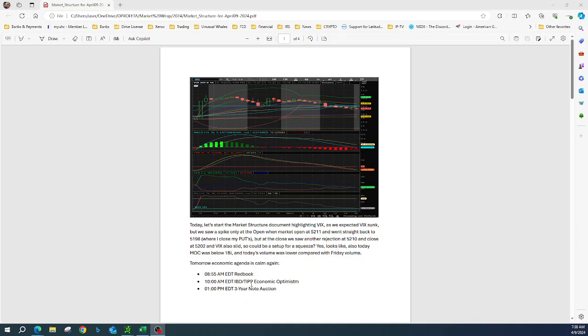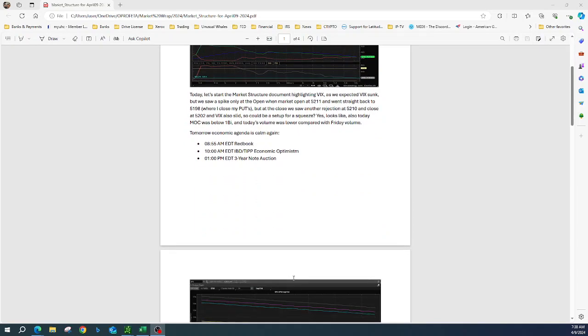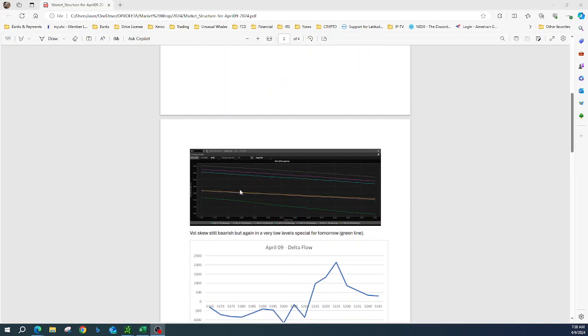The economic agenda today is really calm. It's not something to be worried about, not something that tends to move the market. Volatility skew is still bearish, but also really low. Basically, bulls and also bears are not being paid off.